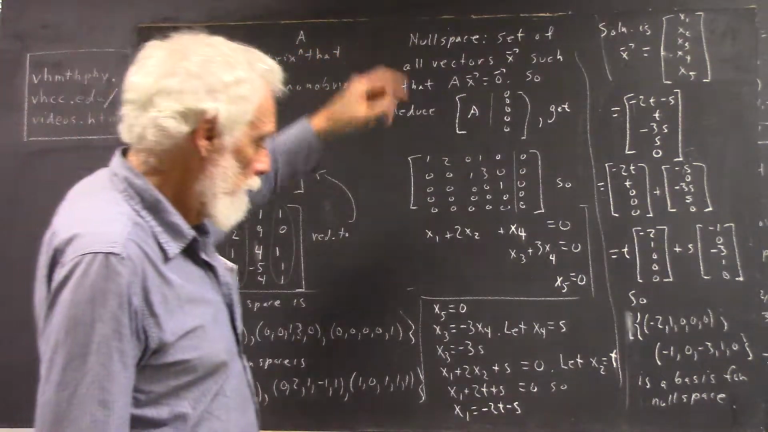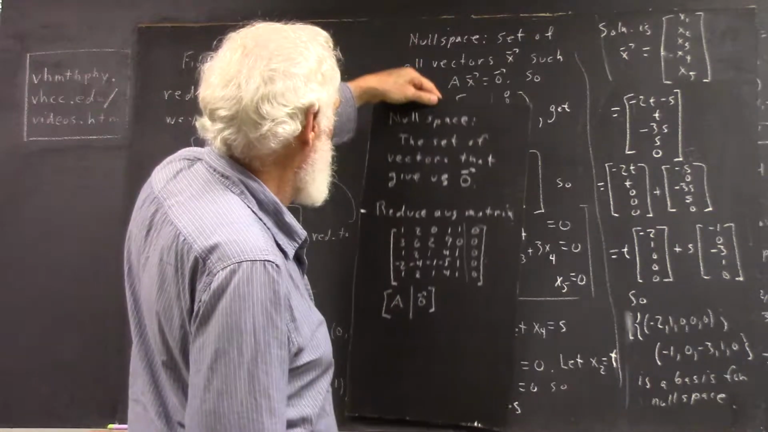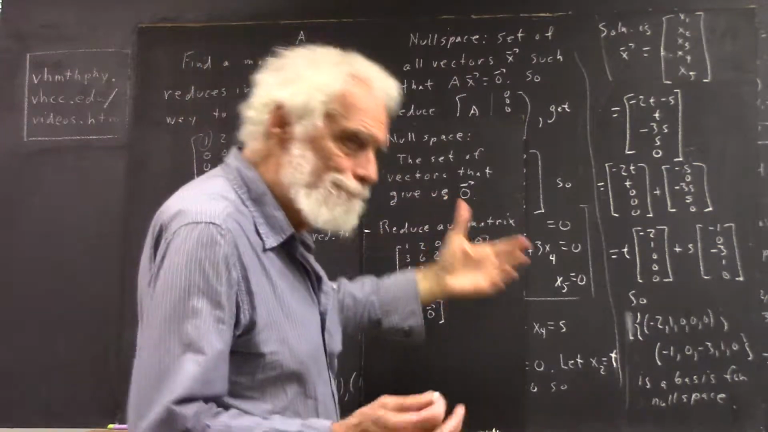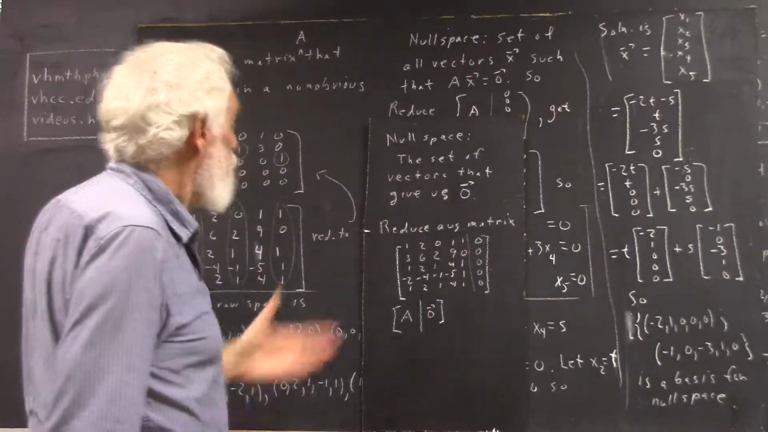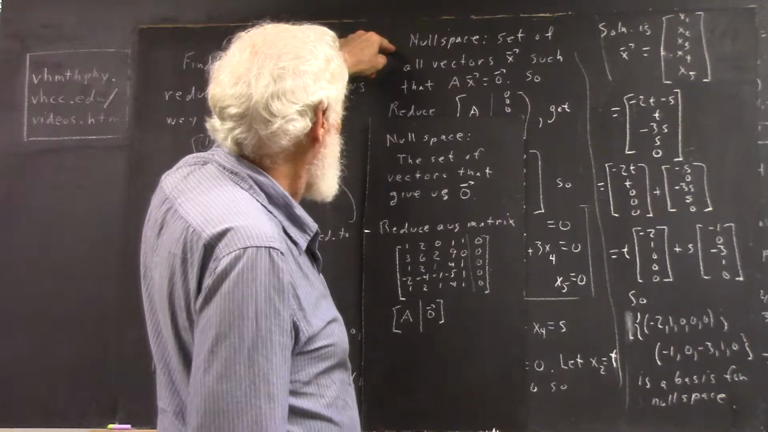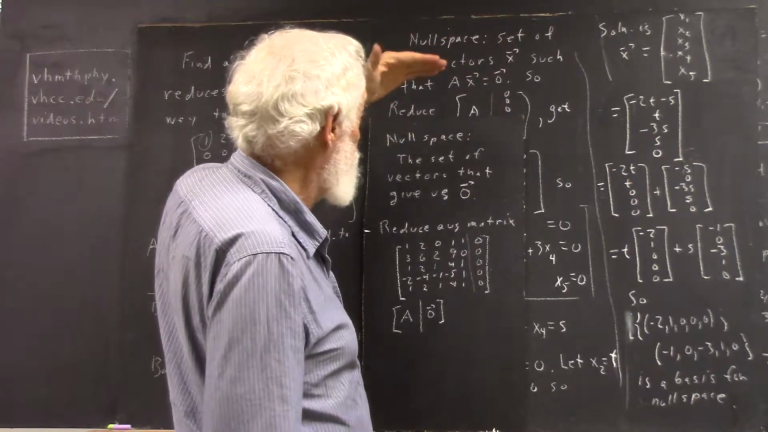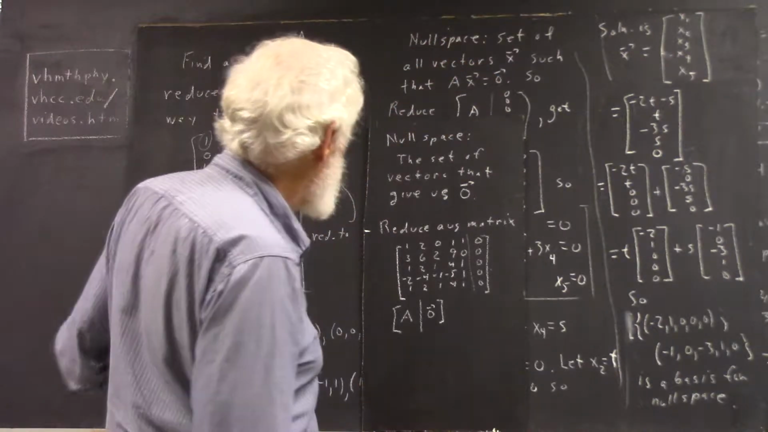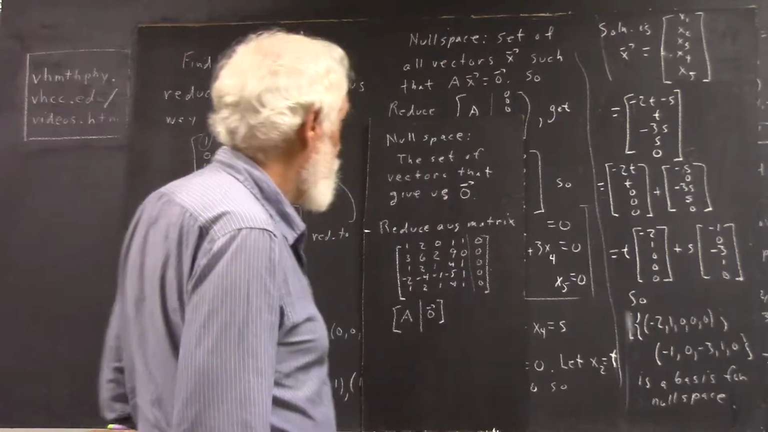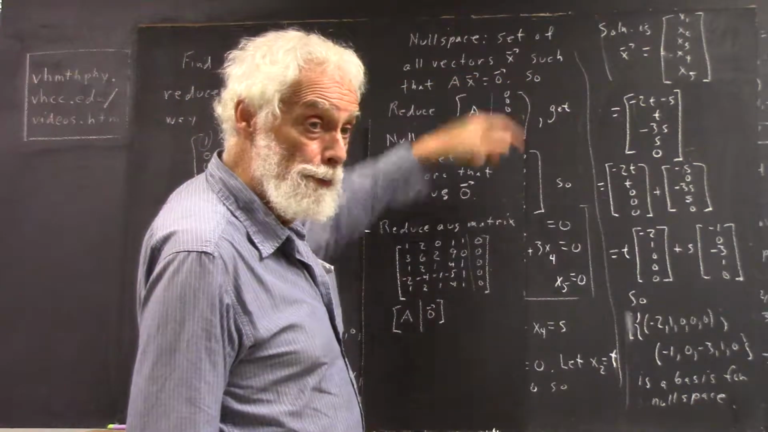So what we're really interested in is null space. And I said that the null space is the set of all vectors that give us 0. Okay, well, that's a little vague. So here's a more specific statement. It's a set of all vectors x such that Ax is 0. That's what we mean by gives us 0. So it's a set of all x's that satisfy this equation. Okay, so well, how do we solve the equation Ax equals 0?